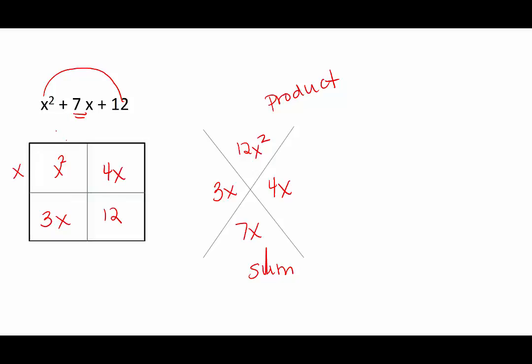X times x is x squared. X times 4 is 4x. X times 3 is 3x. 3 times 4 is 12. Everything agreed. So x squared plus 7x plus 12 is equal to x plus 3 times x plus 4.